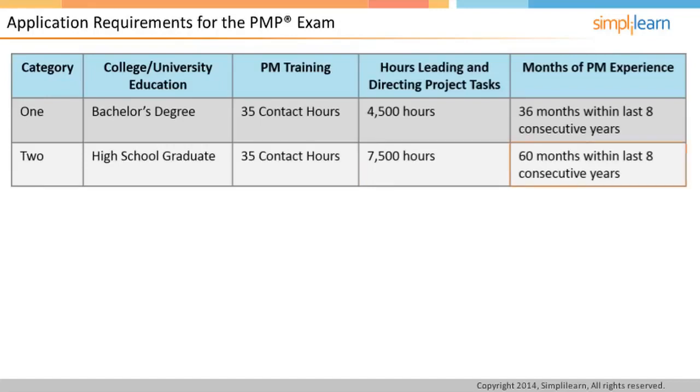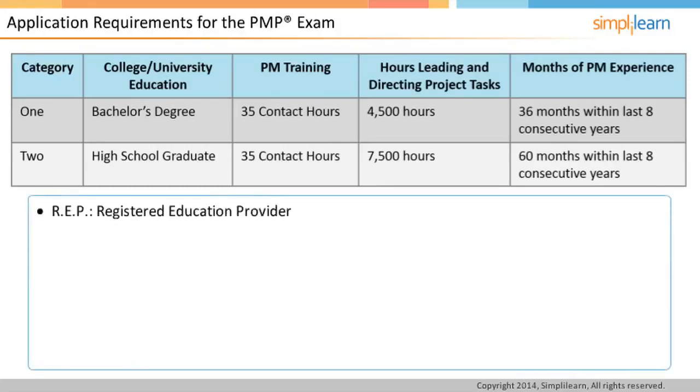Similarly, for the experience of 60 months within last 8 years, 7,500 hours of leading and directing project tasks should have happened within the last 8 years. Lastly, one also has to submit details of having attended 35 hours of project management training just before writing the PMP exam. REP stands for Registered Education Provider. PMI REP Training Institute means these training companies are registered with PMI as a registered education provider. These provide a 35 PMI contact hours certificate if you attend their 35-hour training program. Their certificate can be used as a proof to be submitted to PMI.